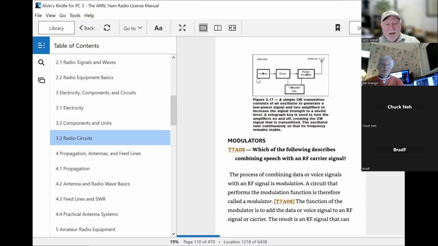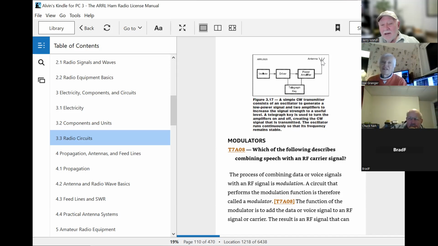Okay, you can see this oscillator driver is a sort of intermediate stage. And the telegraph key controls what goes into the power amplifier and into your antenna. Now the magic is done in the antenna. It turns the electron flow into what? Radio waves. Yes, and what are radio waves? They have 2 components.